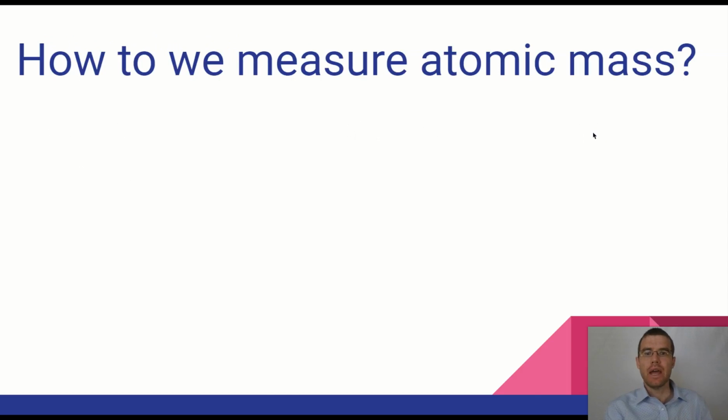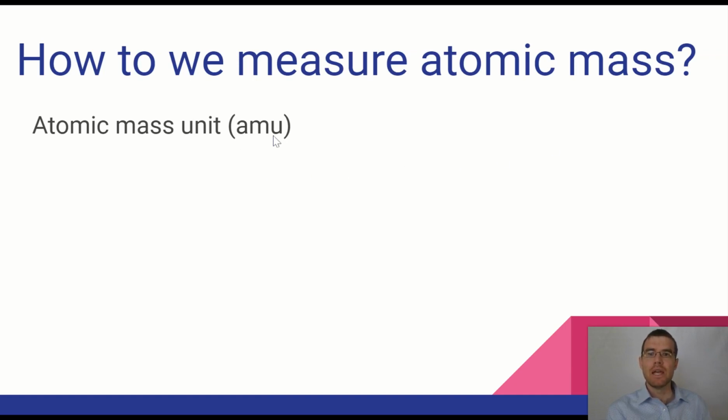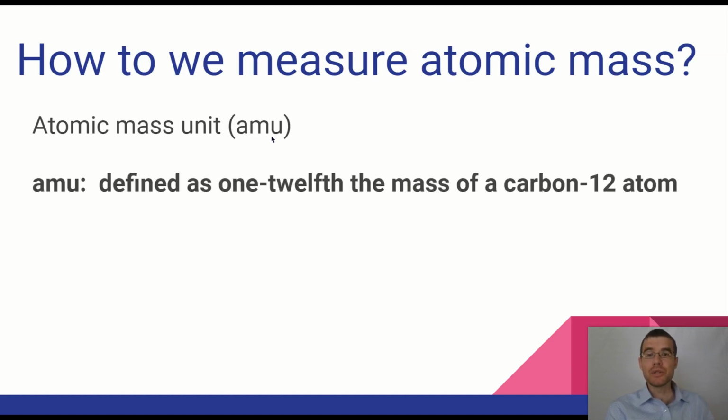And so how do we measure atomic mass? Well, the official definition of the atomic mass deals with a unit called the AMU. An AMU is the atomic mass unit. Remember that atoms are really tiny, and so we need a unit that can appropriately measure really small proportions of mass. And that is the AMU. The official definition of the AMU is 1/12 of the mass of a carbon-12 atom.